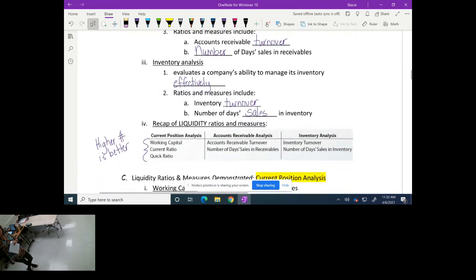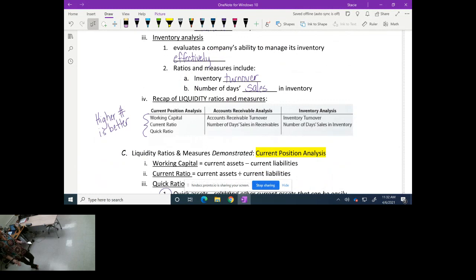All right, looking at inventory. What those measures are going to tell you is how well this company is managing their inventory. Are they managing it effectively? Meaning, do they keep too much on hand, tying up their cash with inventory they're not selling fast enough? Or are they carrying too little, ending up having to do rush orders and maybe pay extra for items because they're not keeping stuff in stock? You can tell a lot of different things. You've got inventory turnover and number of days' sales in inventory.